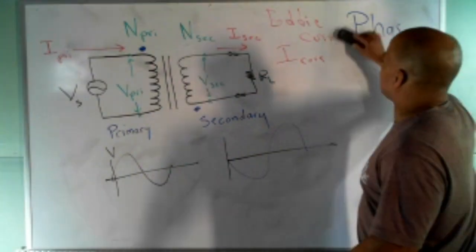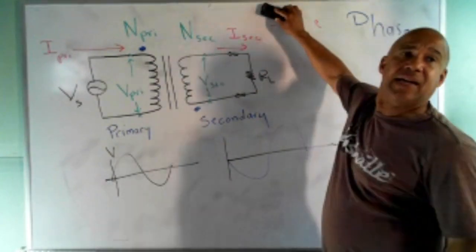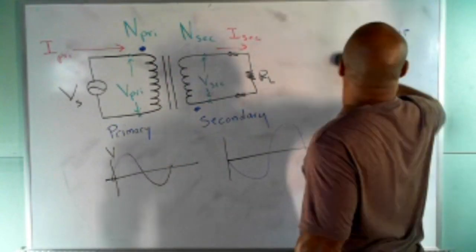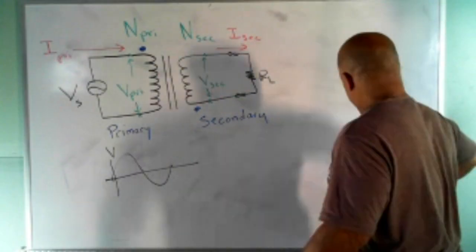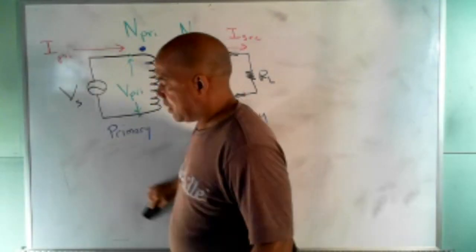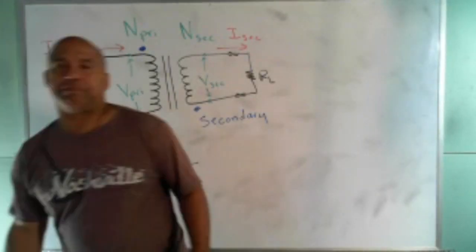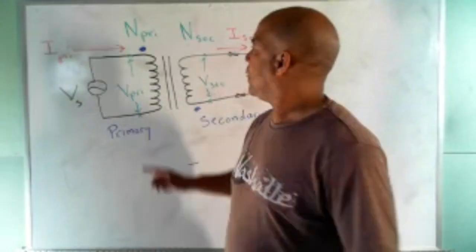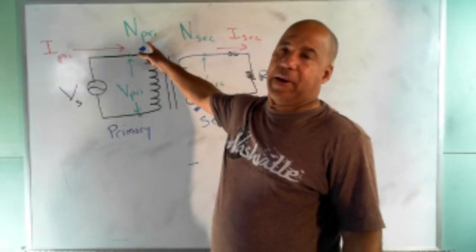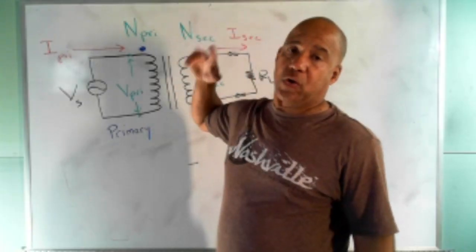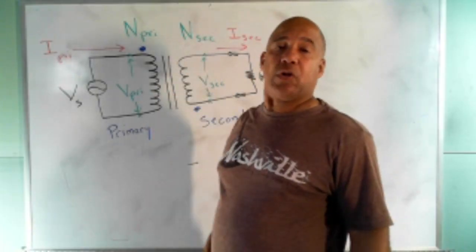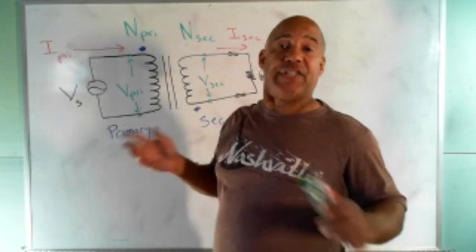So let me give you some quantities to write down. I'm starting to run out of gas, so I don't know how far we'll get, but let me give you some things to write down. It turns out that the number of turns on the primary and the number of turns on the secondary, while those are important quantities, are not the most important quantity. What's important is the ratio of the two.